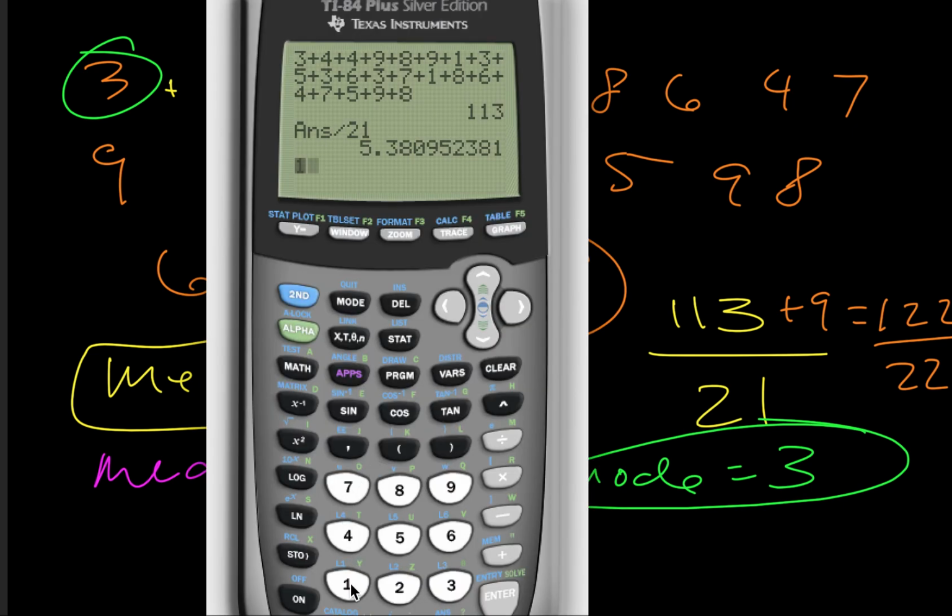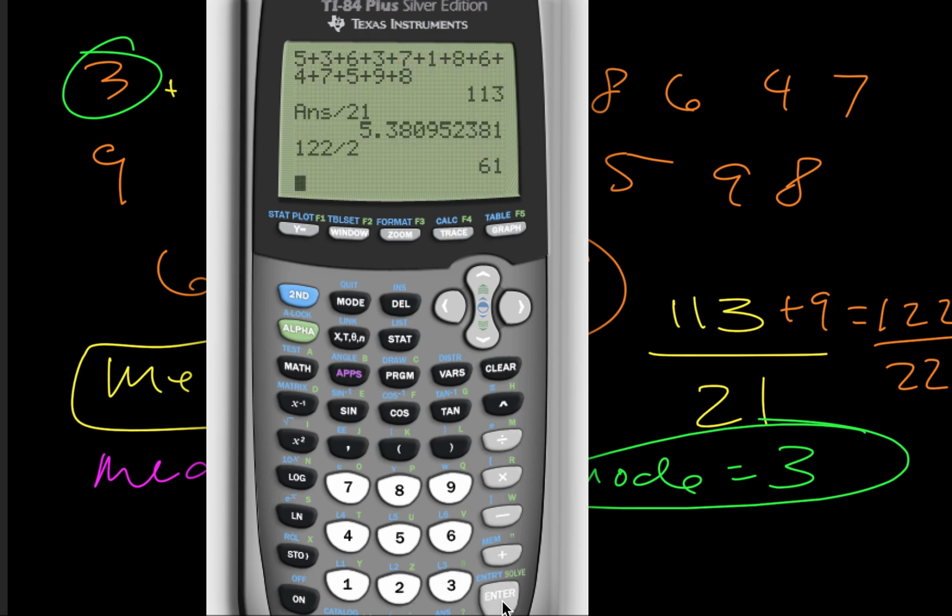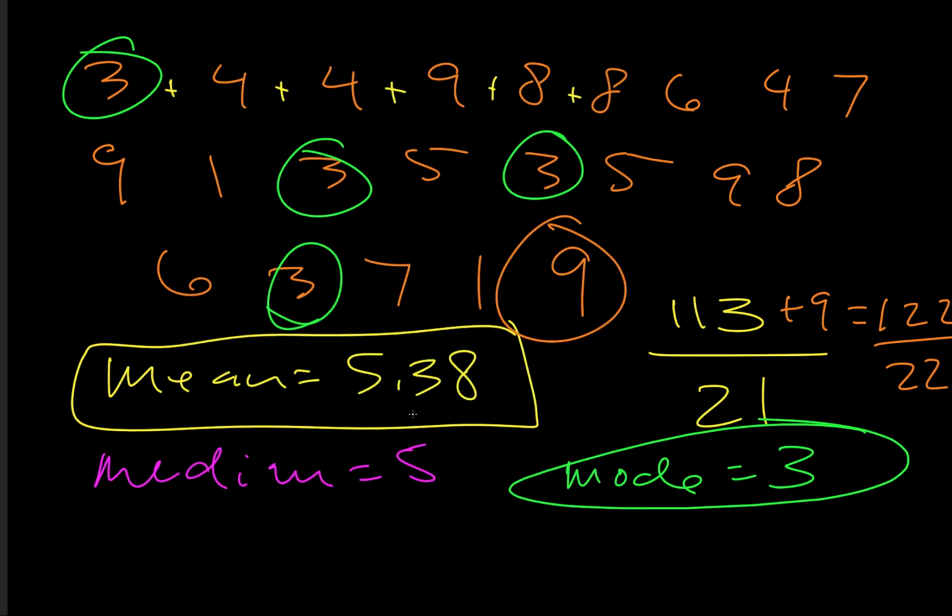We have 122 divided by 22. So that changed our mean to 5.55. So the new one is 5.55. So it didn't really affect it too much.